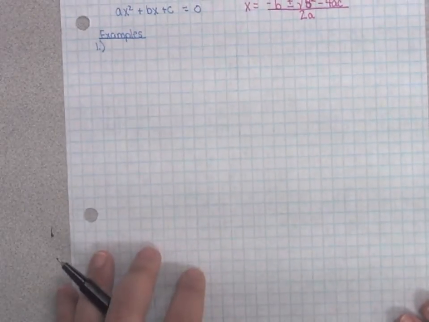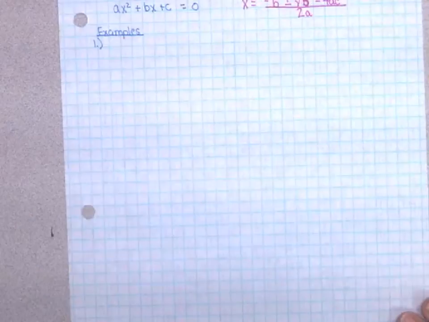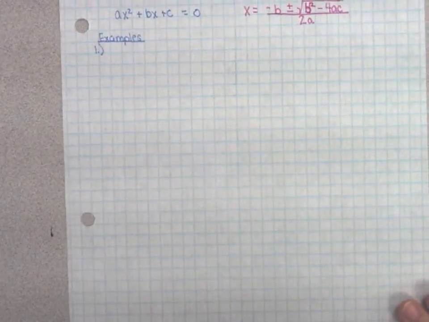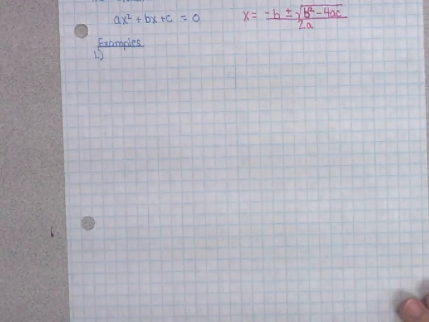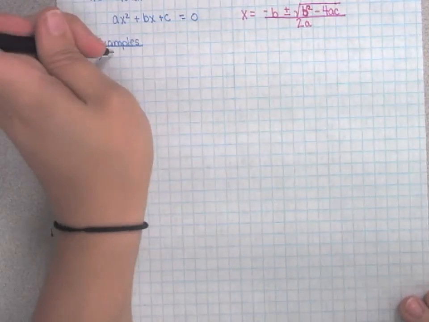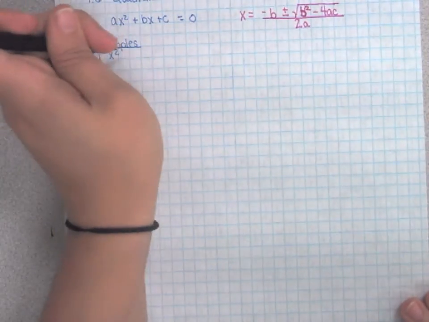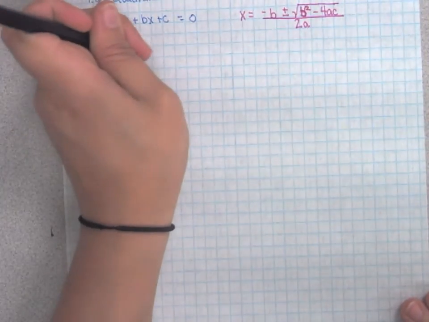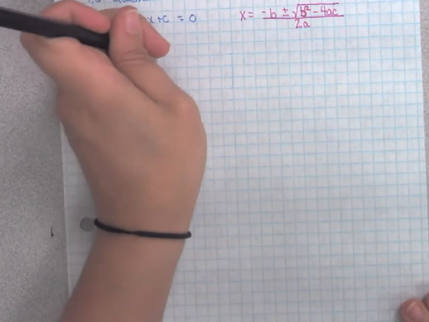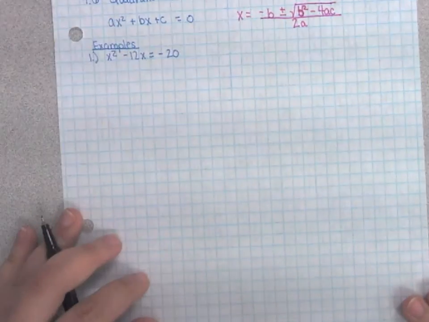Okay, so let's do some examples. Oh, it's still recording. Good. It's going to take a little bit for it to brighten up. So I'm going to give you this equation: x squared minus 12x equals negative 20. We're on examples.